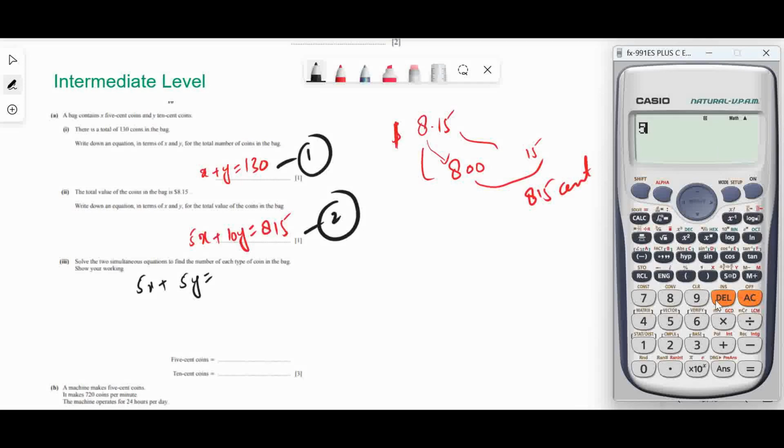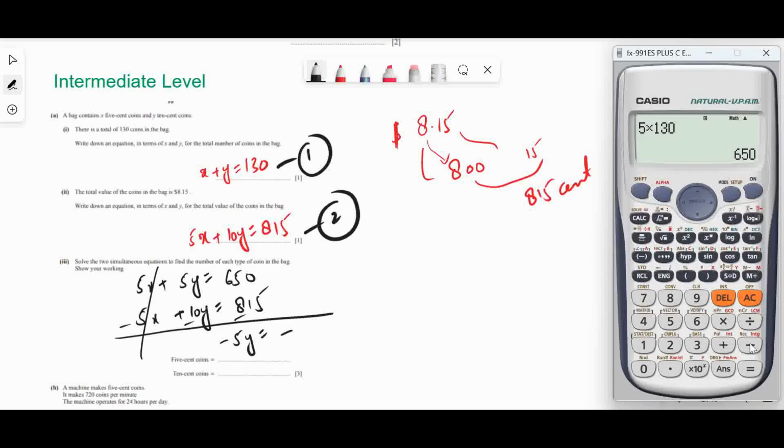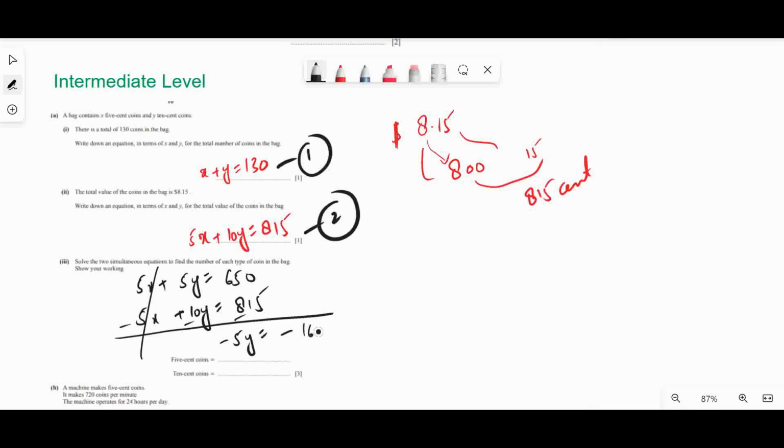What will be the answer? 5 multiplied by 130 is equal to 650. So 650, and the second equation was 5x plus 10y is equal to 815. Now if we subtract these two, we need to change the signs so that we can cancel out the 5x terms. So this will become minus 5y is equal to minus, now 650 minus 815, which is equal to minus 165.